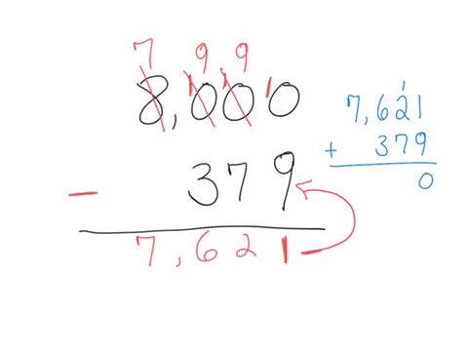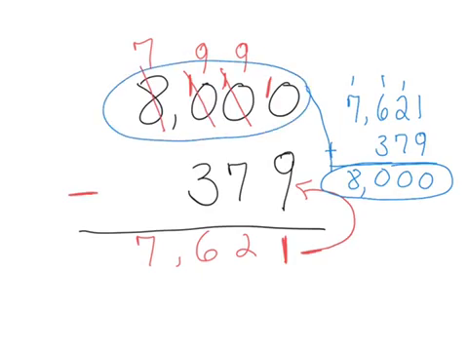Carry the 1. 1 plus 2 is 3 plus the 7 is 10. 1 plus 6 is 7 plus the 3 is 10. Carry the 1. 1 plus 7 is 8. So look at that. We have a check of an answer of 8,000, which matches this one on the top, 8,000.